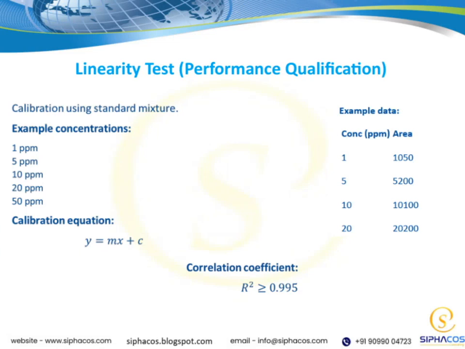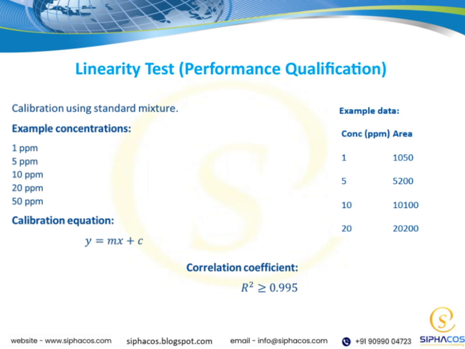Let's talk about the linearity test, which is a key part of performance qualification. This test helps us verify that our analytical method provides consistent and proportional results across a range of concentrations. Essentially, we're checking whether the response of our instrument or method is directly proportional to the amount of analyte present, from the lowest to the highest levels we're interested in.